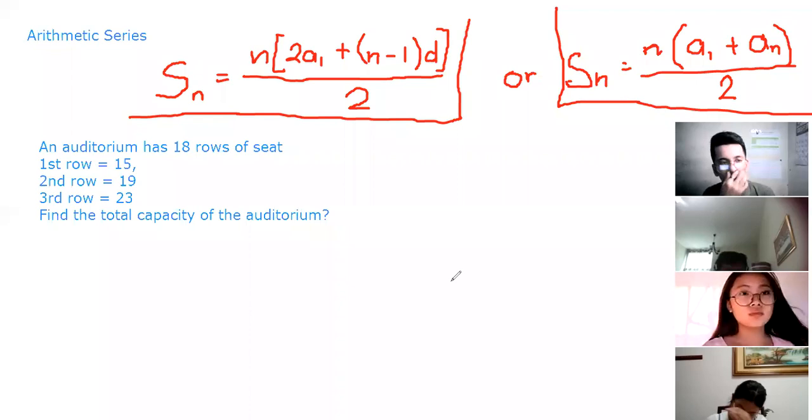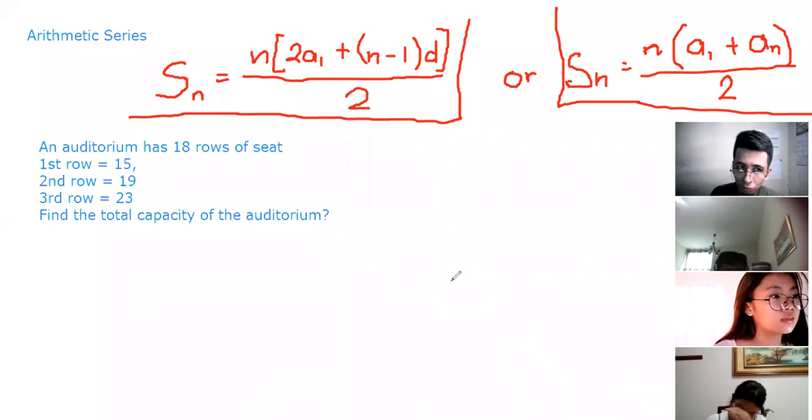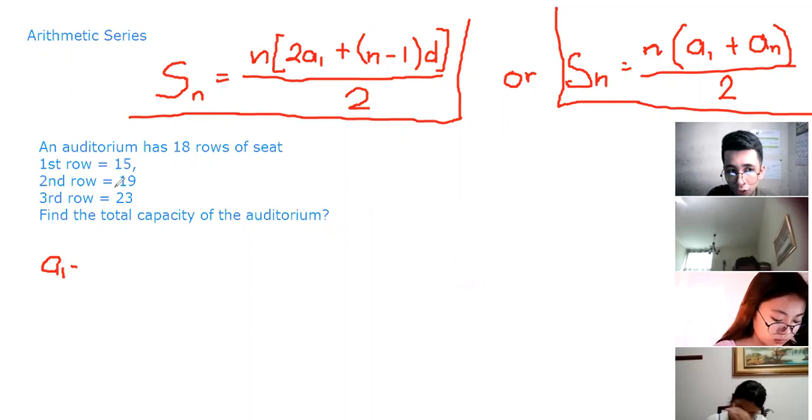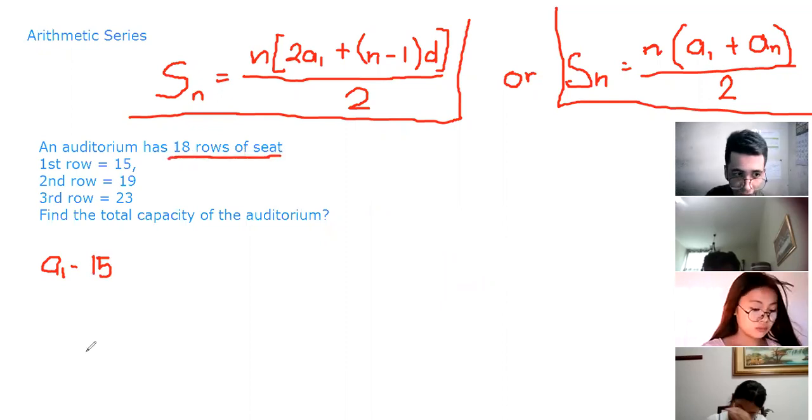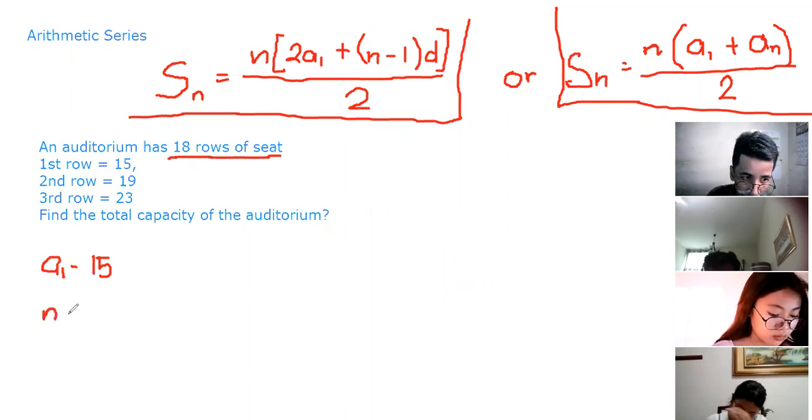Then, the auditorium, 18 rows. Then, per row, we have 15, 19, and 23 seats. Then, find the total capacity of the auditorium. Now, we have the first term natin, diba? Ang first term natin is yung first row natin, which is 15. Then, yung 18 rows of seats, that is our n, or number of terms natin, 18.